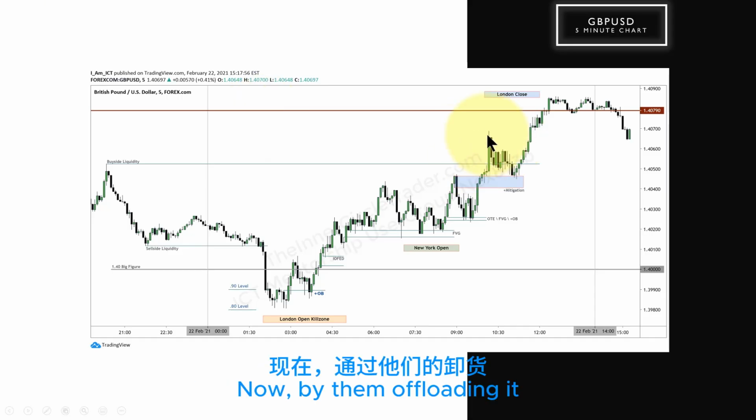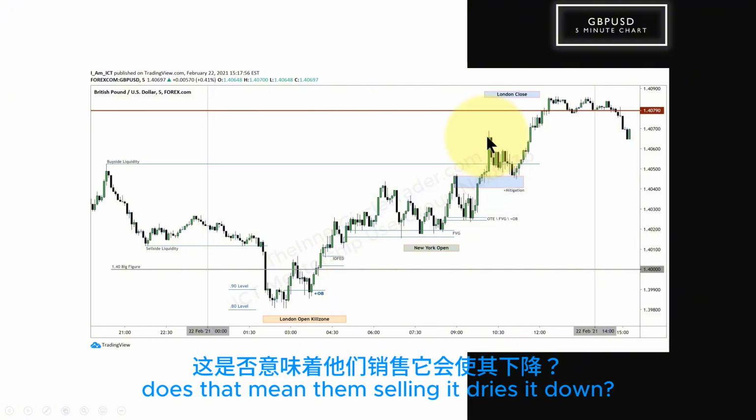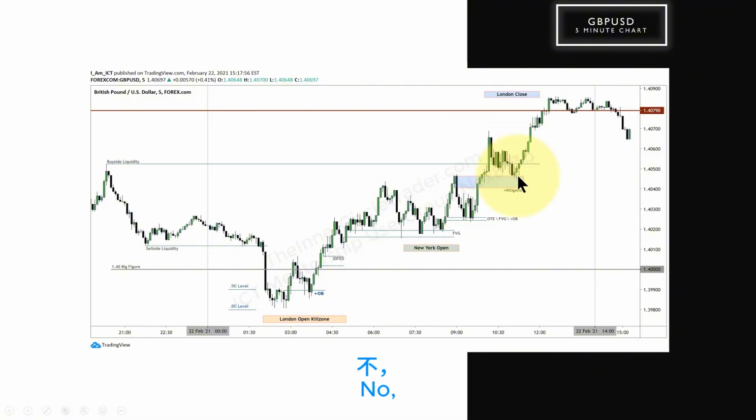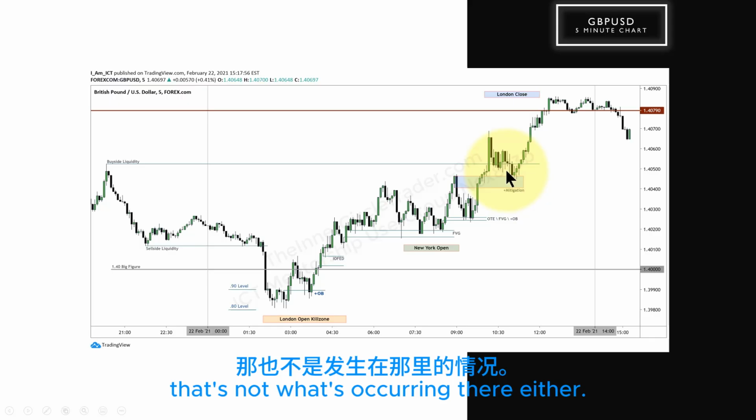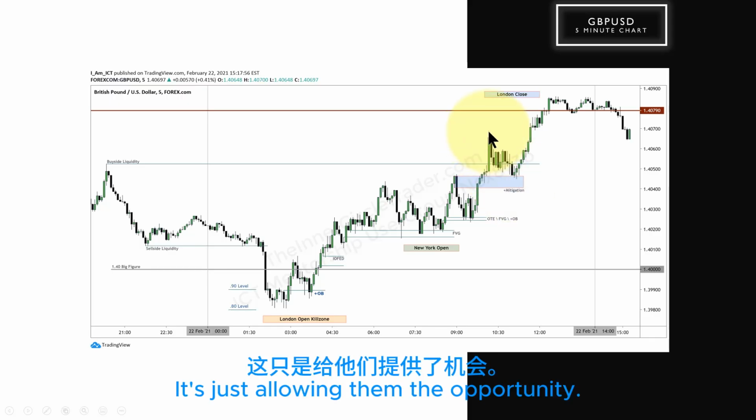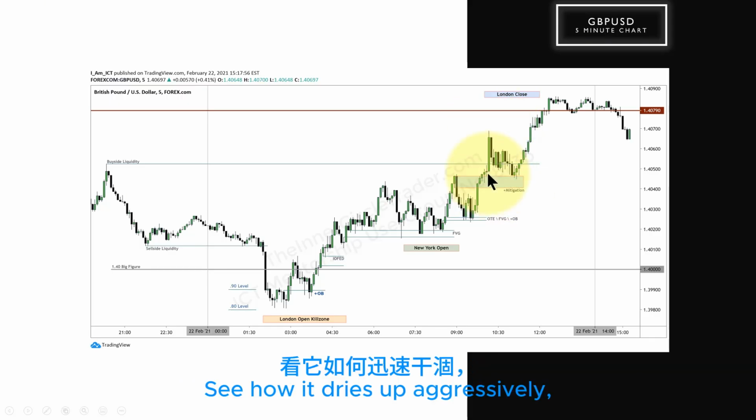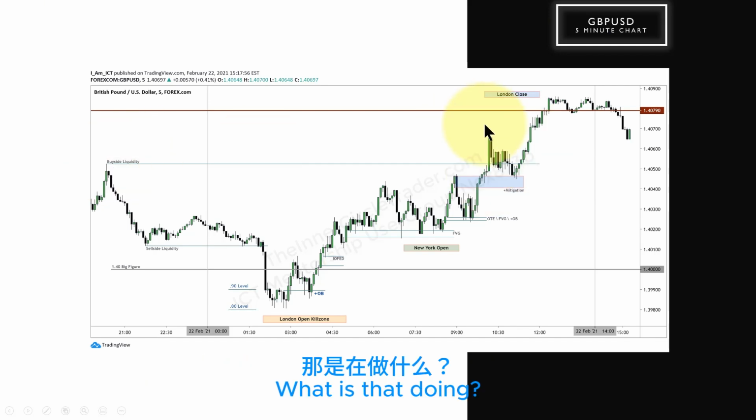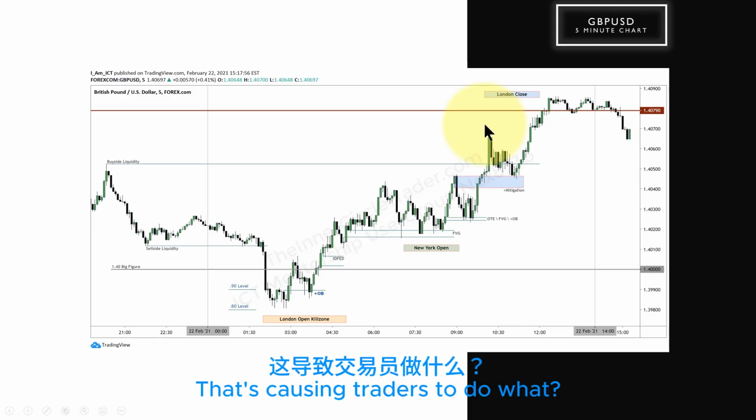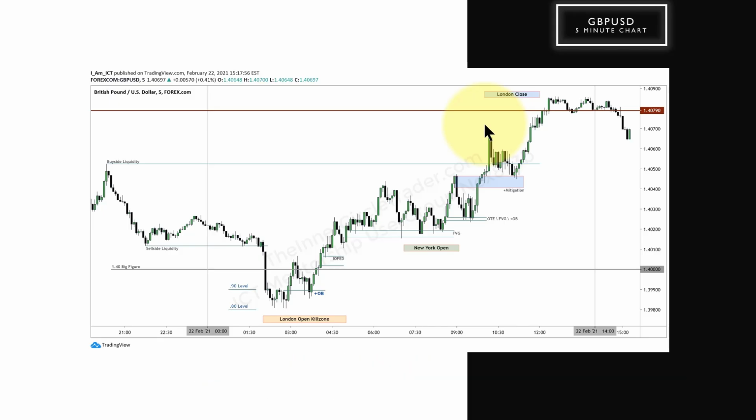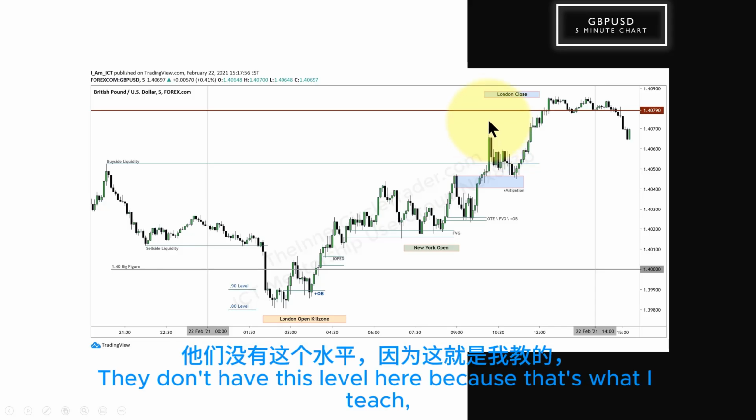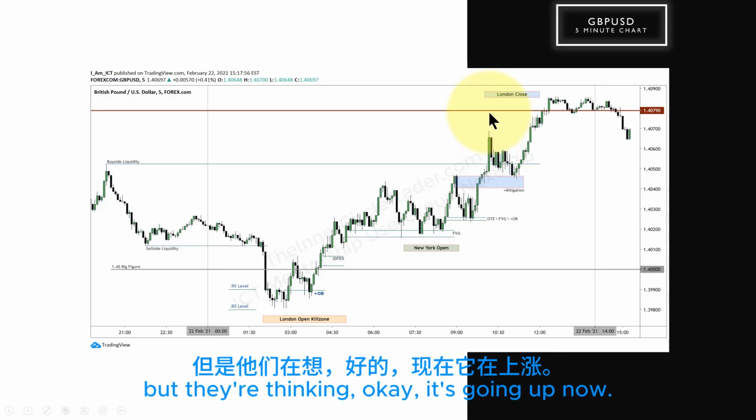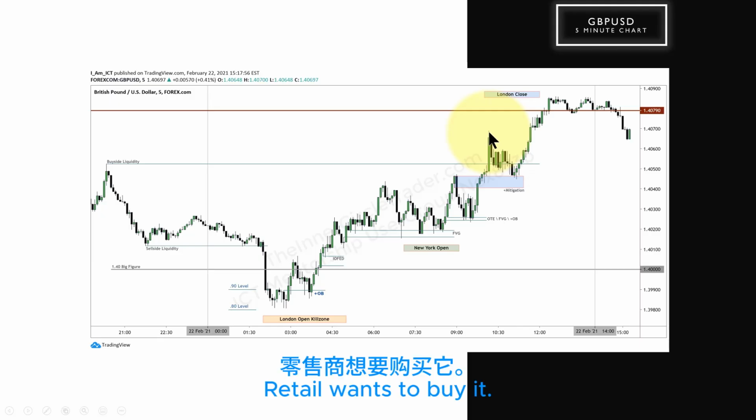Now, by them offloading it here, does that mean them selling it drives it down? No, that's not what's occurring there either. It's just allowing them the opportunity to see how it drives up aggressively. That one candle, it pushes really hard above that, right in there. What is that doing? That's causing traders to do what? Chase it. So now they're buying it right here at the high of the candle. They don't have this level here. That's what I teach. They're thinking, okay, it's going up now. Retail wants to buy it.